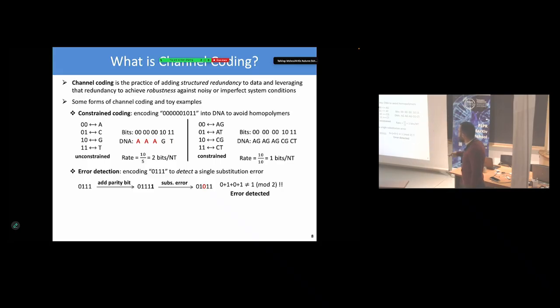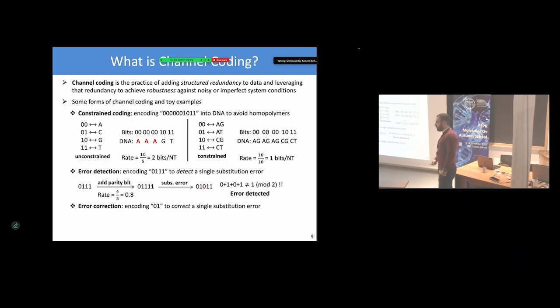Now to the third form of channel coding. And by the way, here the rate is 4/5. Let's always keep the rate in mind because we had 4 and we mapped it into 5. Size of input divided by size of output. So it's 0.8. It's less than 1 because we had redundancy. Let's move to the third form of channel coding, which I like the most, is error correction.